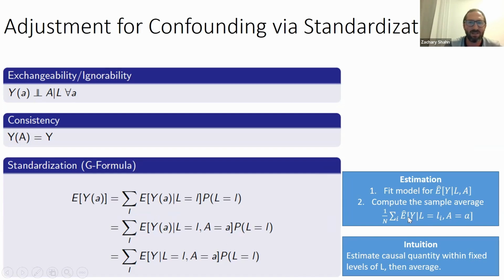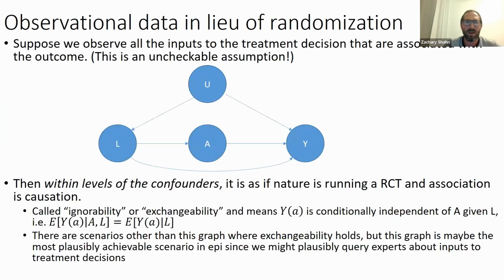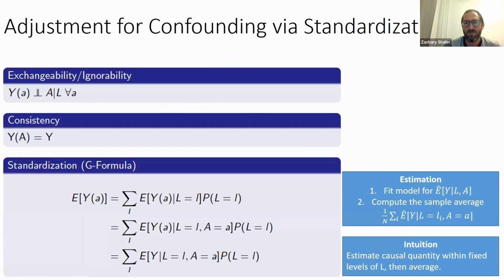I just want to go over again the key points. The key points are that if you want to estimate the effect of A on Y, if you have a treatment and you want to estimate the effect of the treatment on an outcome, you need to observe all the inputs to the treatment decision that are also associated with the outcome. And then you fit a regression for the outcome given the treatment and the covariates, right? You fit a regression model.